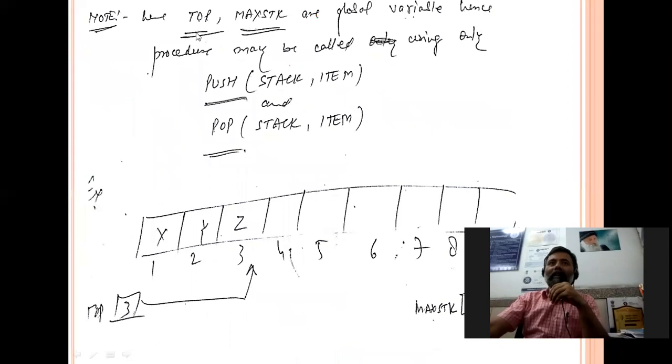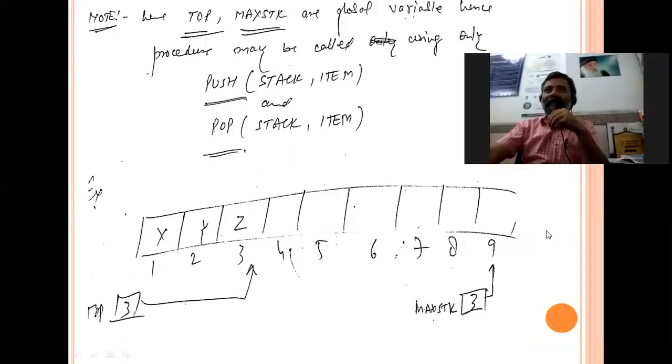And top and max stack are both global variables, hence functions like push and pop can both use them. As I said, suppose this is the array we have, and we are taking the index here of Pascal. You know, in Pascal, the index starts from 1. So x, y, z are the content here.